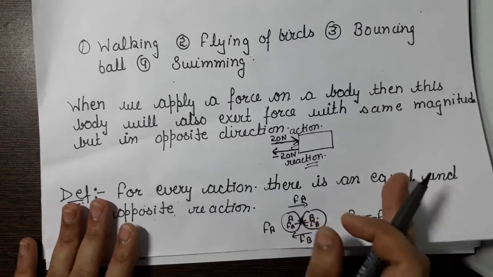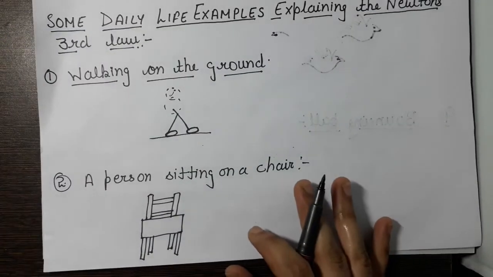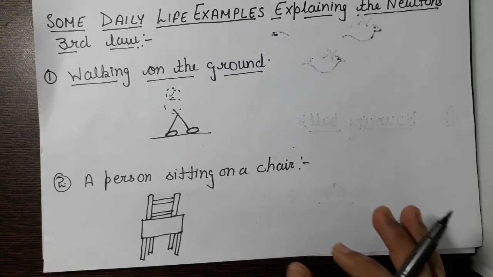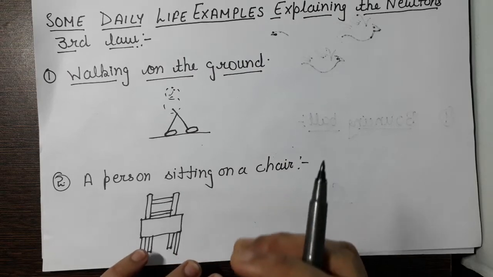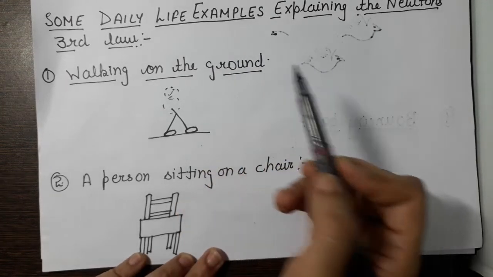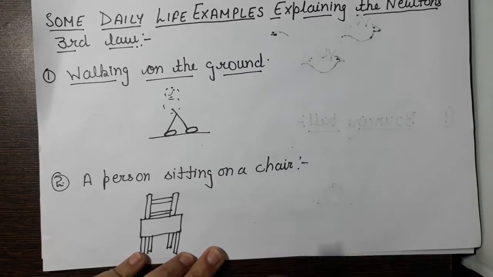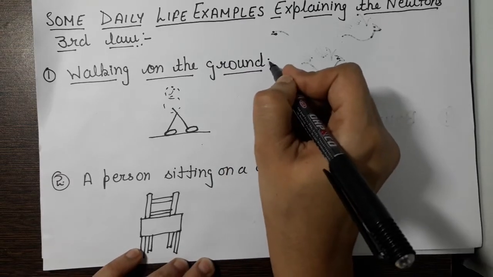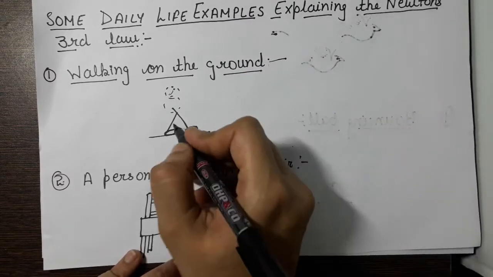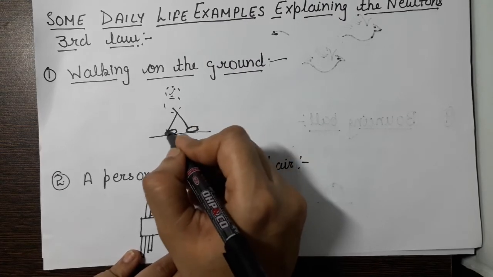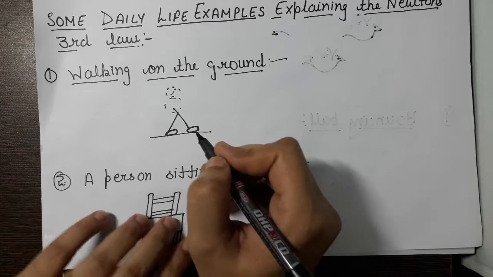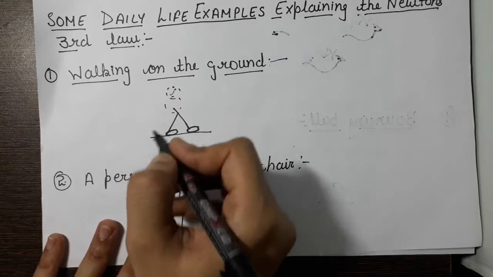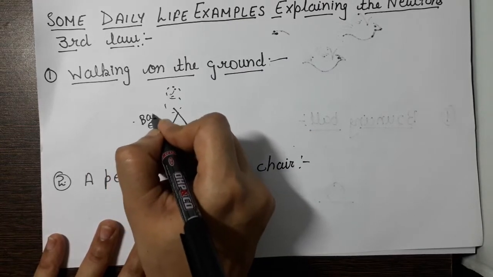Now we will explain this law with the help of some daily life examples which we discussed at the start of the lecture. Very simple phenomena like walking on the ground or a person sitting on a chair seem very simple to us, but actually these phenomena are explained by Newton's third law of motion. Let us take the example of a person walking on the ground. The person is applying a force on the ground because he is pushing the ground in the backward direction.